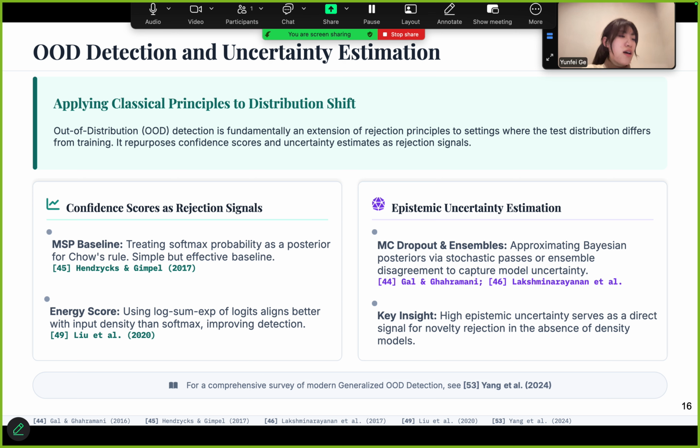For epistemic uncertainty, MC dropout and deep ensembles approximate Bayesian posteriors through stochastic passes or ensemble disagreement. High epistemic uncertainty serves as a direct signal for novelty rejection. The model does not have enough information in this representation to make a confident prediction about this type of input.